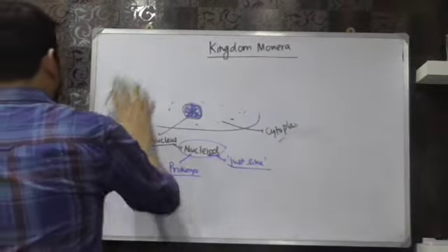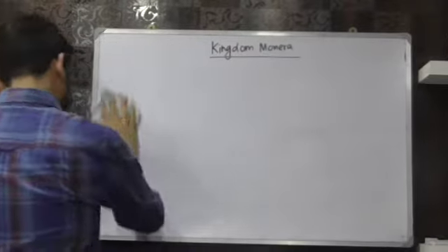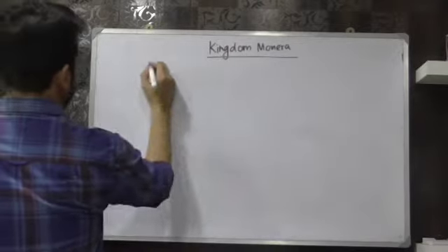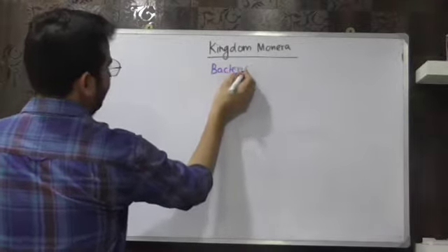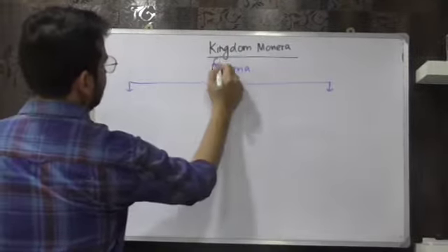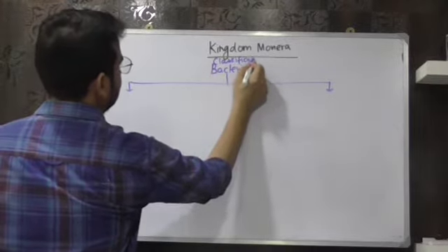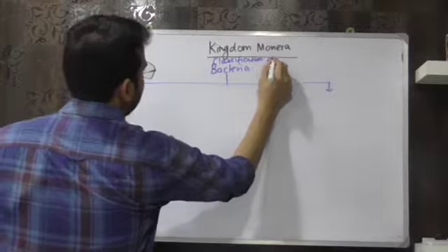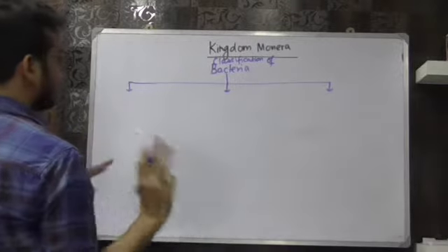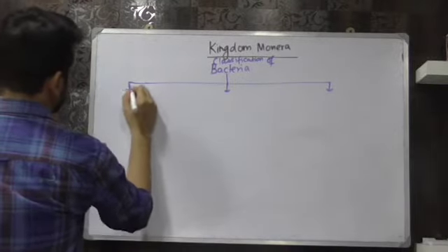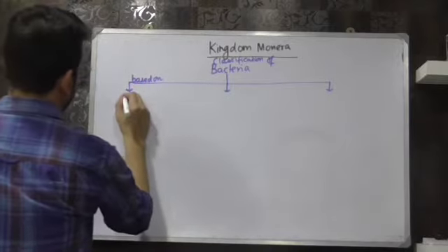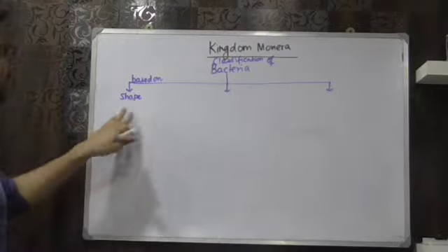Okay. The next thing is the classification of bacteria. So we can classify bacteria in a number of ways, but I will classify them into 3 categories. So I will write classification of bacteria. This is classification of Kingdom Monera, or you can simply write classification of bacteria. Now classification of bacteria can be done in three ways. The first way is based on shape. It is based on the shape of the bacteria.